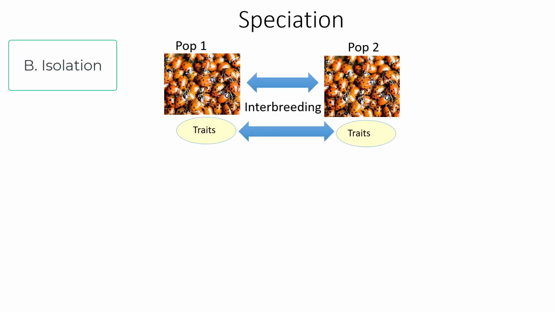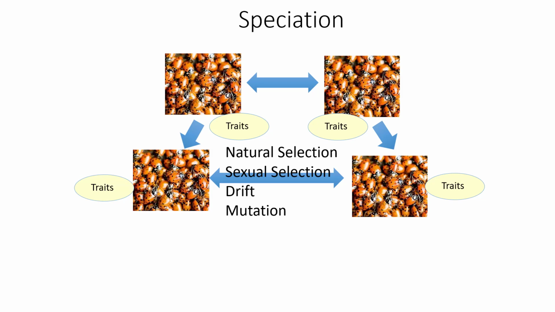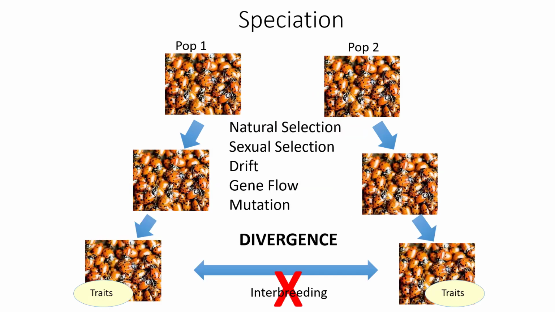Well, let's see, we have 2 populations here that are interbreeding and sharing different alleles and thus have the same traits. But something is going to come between them that is going to make these populations stop interbreeding as much. It might be natural selection, sexual selection, genetic drift, or some mutations that cause them to not interbreed. And when that happens, we are going to see divergence. This means these 2 populations are going to become less and less like one another, causing them to become morphologically distinct, ecologically distinct, phylogenetically distinct, and thus they are biologically different species. And this is where microevolution becomes macroevolution, the formation of new species.